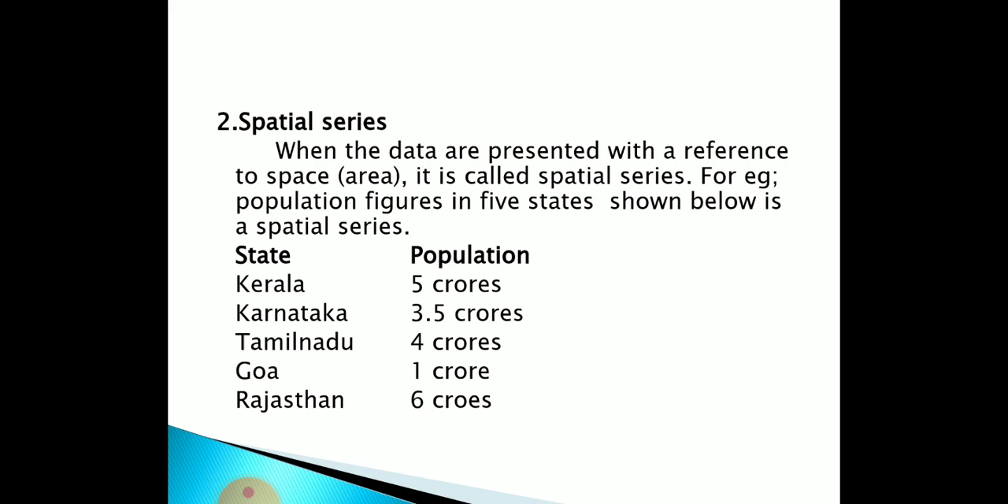Space here means area. Here, the statistical or quantitative information is represented on the basis of the area. That is known as the spatial series. For example, population in India can be shown state wise. The population in 5 states in India can be represented as the population in Kerala, Karnataka, Tamil Nadu, Goa, as well as Rajasthan. Such a type of series is known as the spatial series.